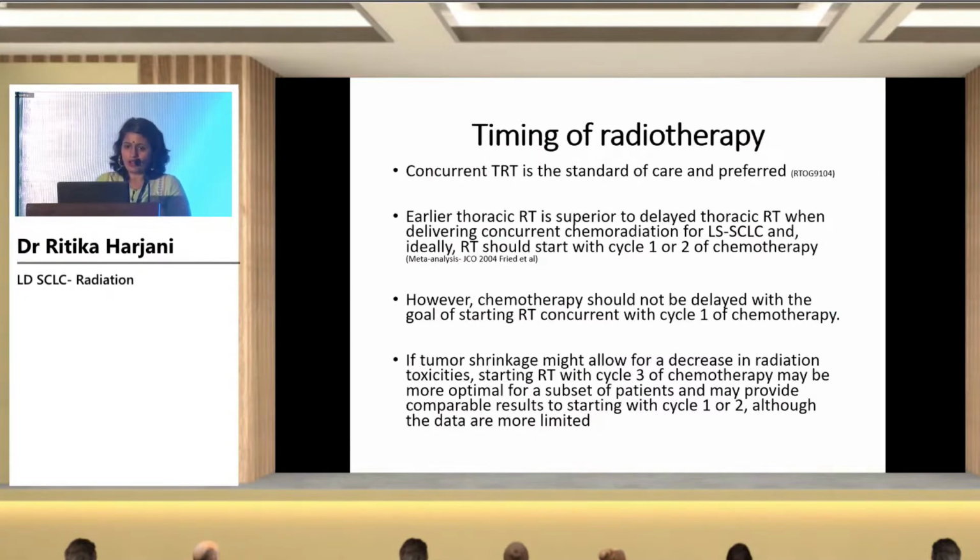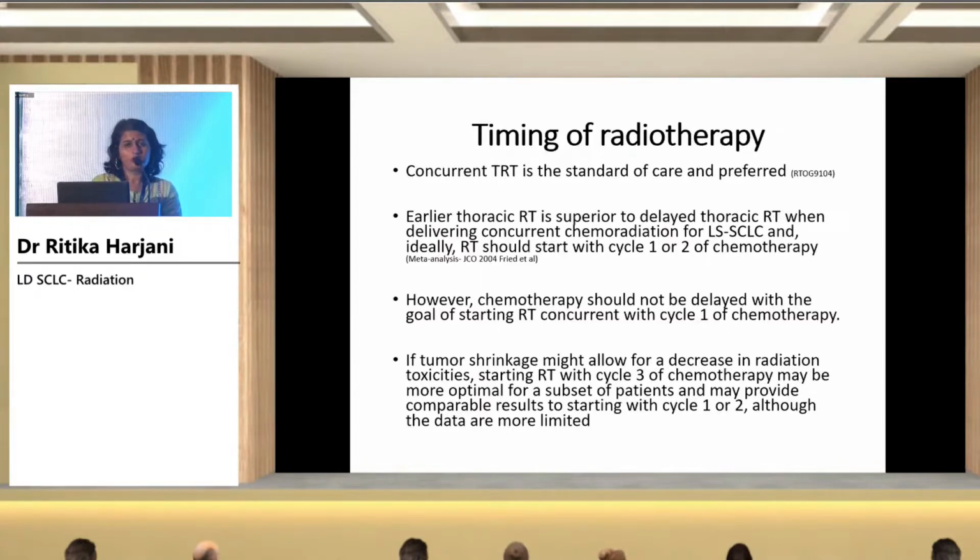While we'll first talk about concurrent chemoradiation, which is used in most of the cases, concurrent treatment is the standard of care and preferred. There were trials, the RTOG 9103, which compared concurrent versus sequential, and there was a survival benefit with the concurrent setting. Of course, this is a standard rule, but you have to consider your own patient, their performance status, and then vary. Giving chemo first or sequential may also be employed in clinical practice.